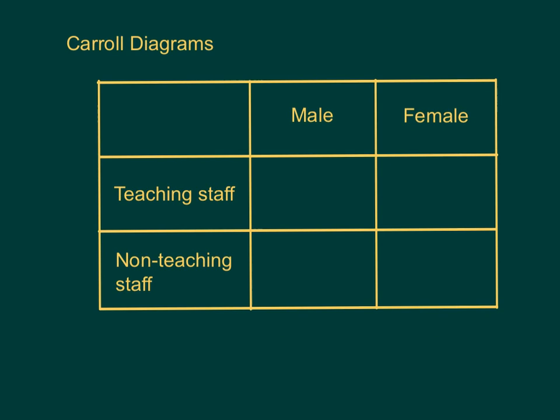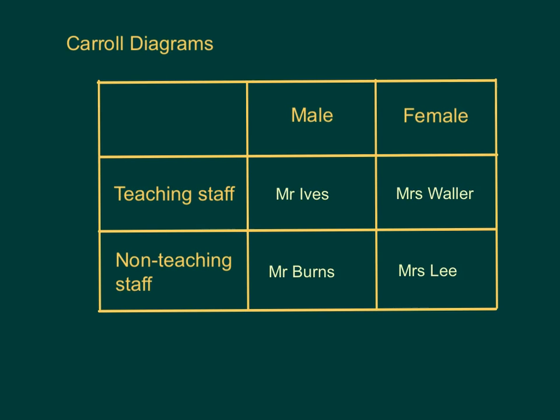Now, Carroll diagrams are used to sort information. Here, they could be used to sort information about the staff at Bradshaw Hall Primary School. See if you can fill in this Carroll diagram. Here's how I've done it. You can see I just need to make sure that the teachers in this column are male, and this column are female, and then of course I've sorted them this way by teaching and non-teaching staff.